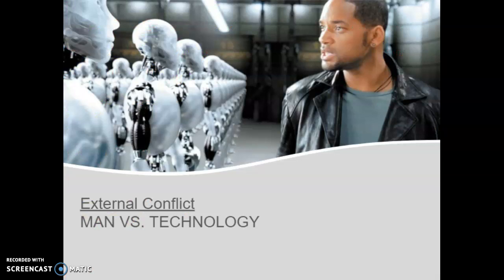Man versus technology, that could be any type of conflict with robots, or even a conflict with your computer not working, or a cell phone issue. So if you've seen the movie I, Robot with Will Smith, it's about robots that kind of take over the world. So that would be an example of a man versus technology conflict.